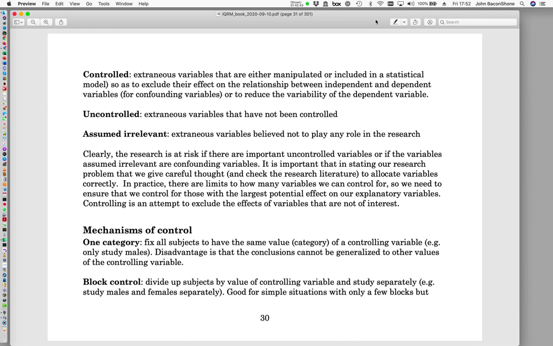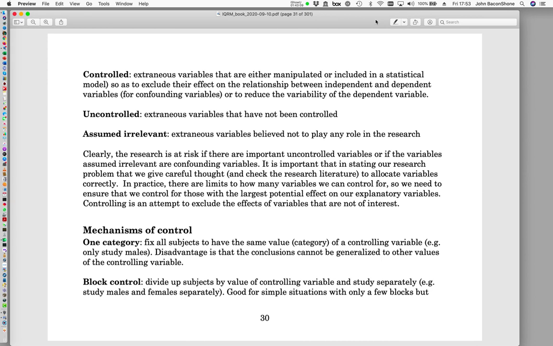So that means it's very important that in stating our research problem, we give careful thought to the variables in our study. In practice, there's limits to how many variables we can control for, so at least we need to ensure that we control for those with the largest potential effect. So controlling is basically an attempt to exclude the effects of variables that are not of research interest.